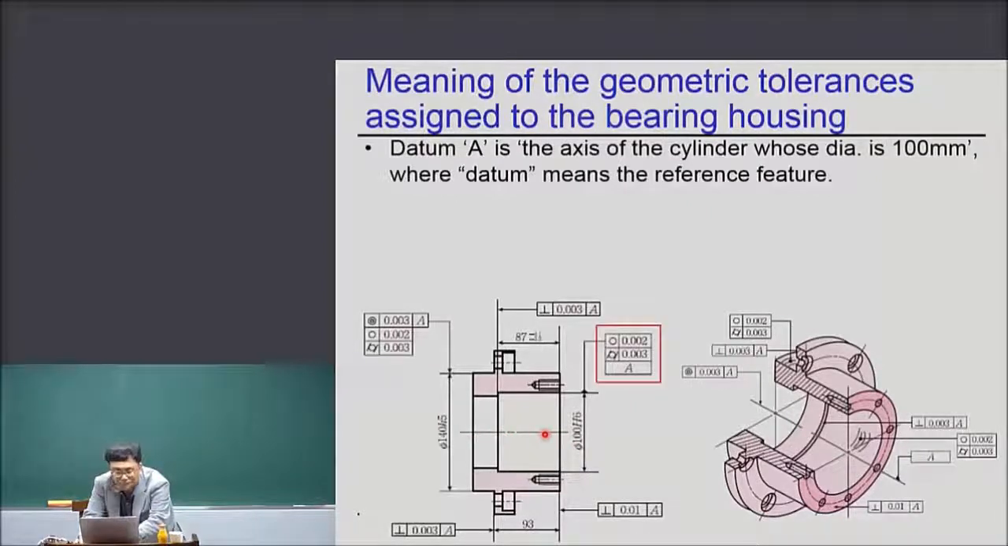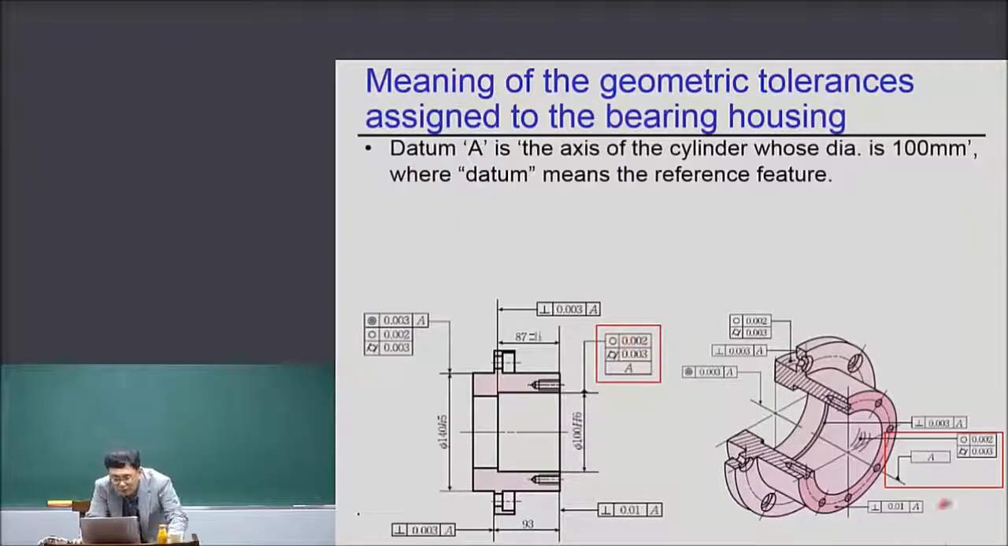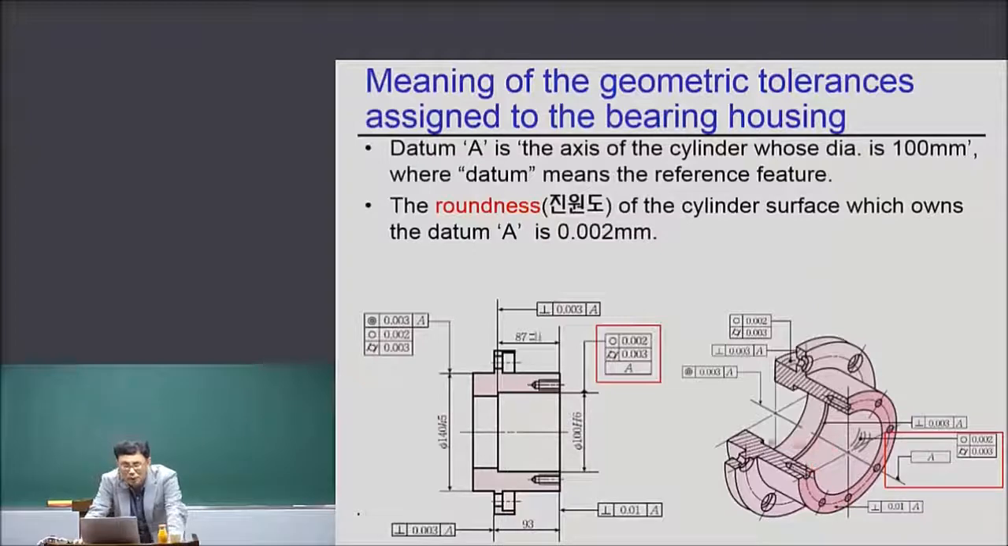So, okay, A is here. A means the axis, since it is attached to the pi 100. Okay, axis. Please remember, A indicates not the cylinder itself. What? The axis of the cylinder. Okay, A.